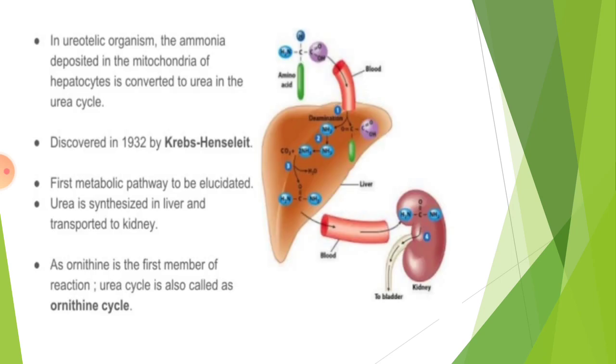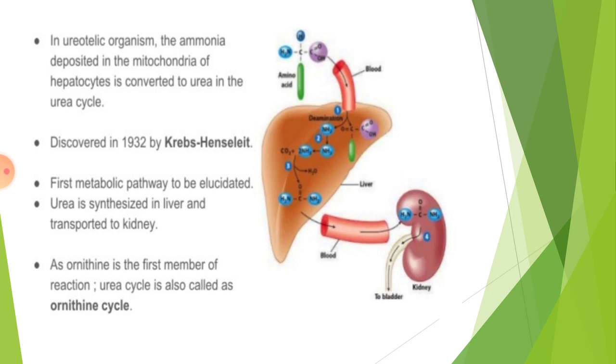In eukaryotic organisms, the ammonia deposited in the mitochondria of the hepatocytes is converted to urea in the urea cycle. The urea cycle was discovered by Krebs and Henseleit in 1932. Therefore, the urea cycle is also called the Krebs-Henseleit cycle. It is also called the ornithine cycle because the first member of this reaction is called ornithine.